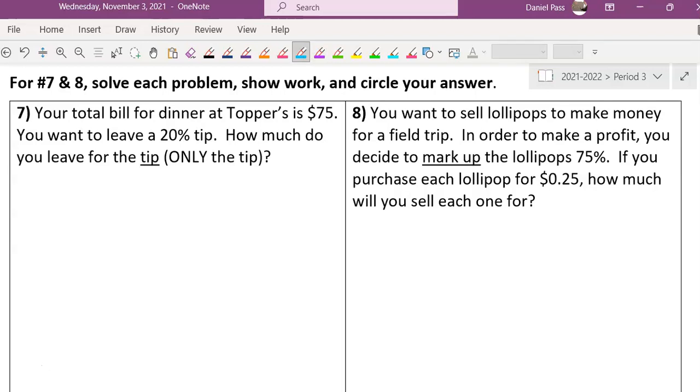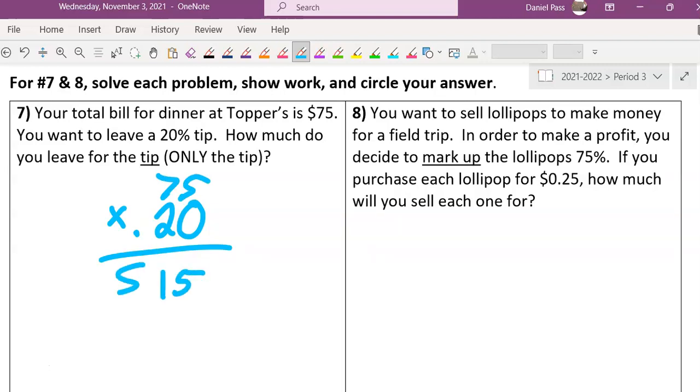So what I did is that I made 20 into a decimal, so I put the decimal in front of 20 because the decimal moves 2 places to the left. So it'll say 0.20. You are correct. And then I multiplied it with 75 because that's how much the total was for the whole dinner. And I got 15.0. Okay. $15.